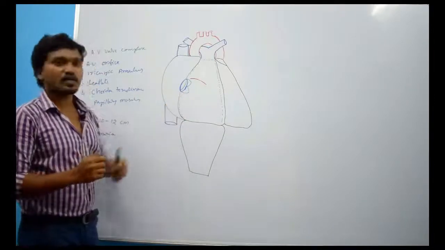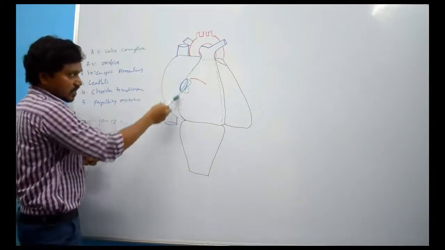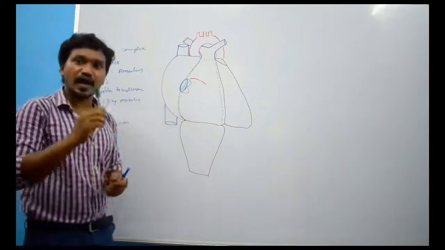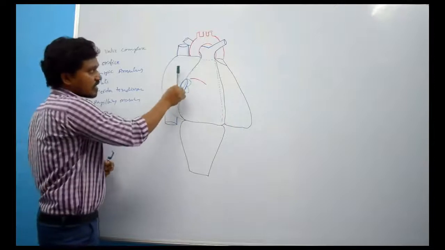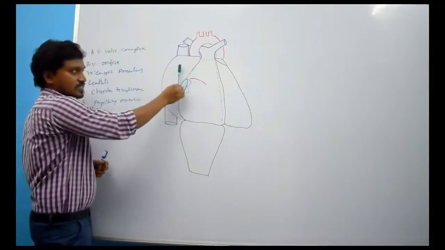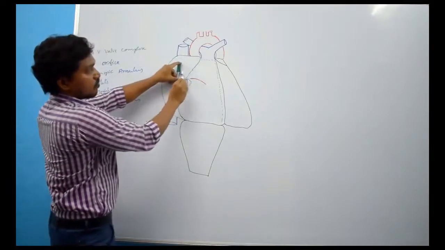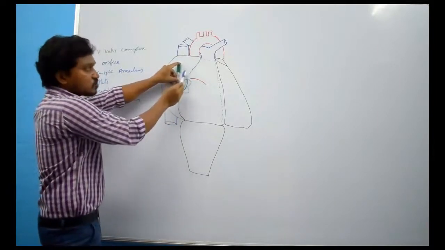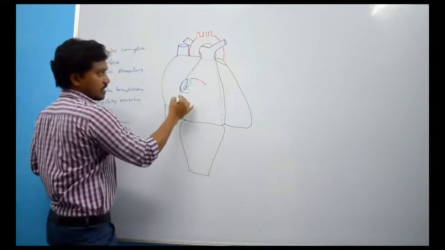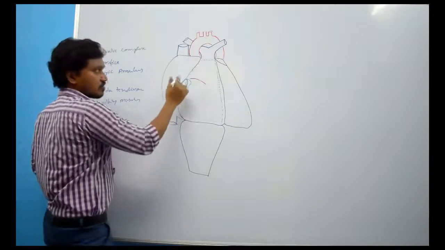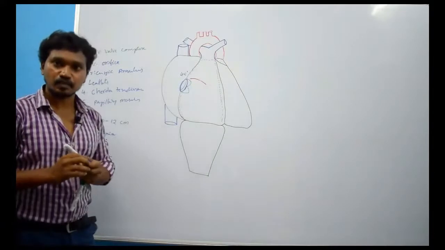The atrioventricular orifice is present almost vertically. See this, it is present almost vertically. If you make an angle between the atrioventricular orifice and the sagittal plane, what will it be? This is the sagittal plane and this is the atrioventricular orifice. It is around 45 degrees. Right?